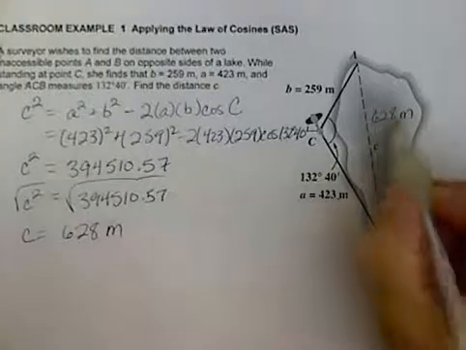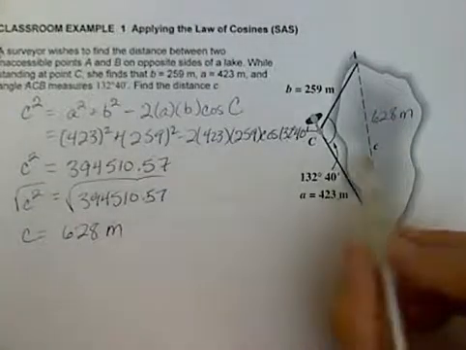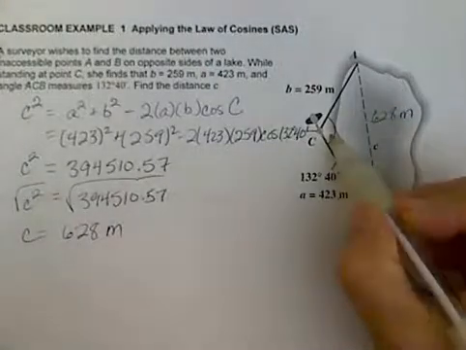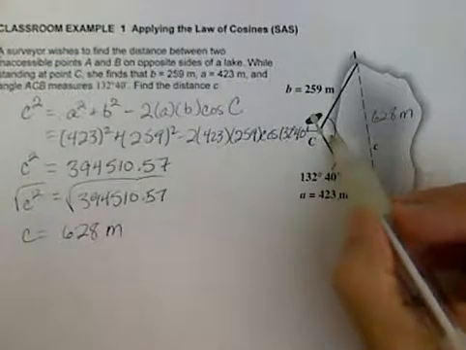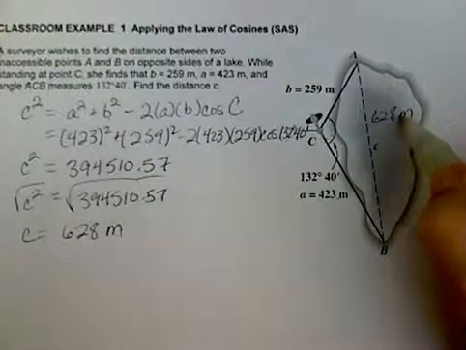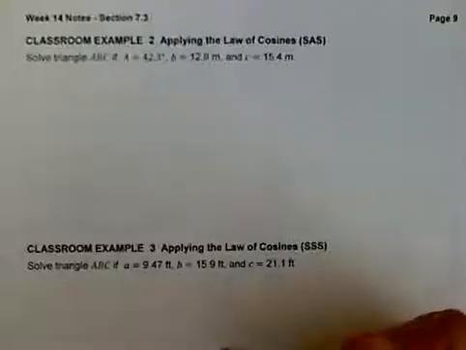Now, the same thing holds true for this as it did when we were talking about the law of sines. Since this is the biggest angle, it's the obtuse angle in the triangle, then this has to be the longest side in the triangle. Here's another example.